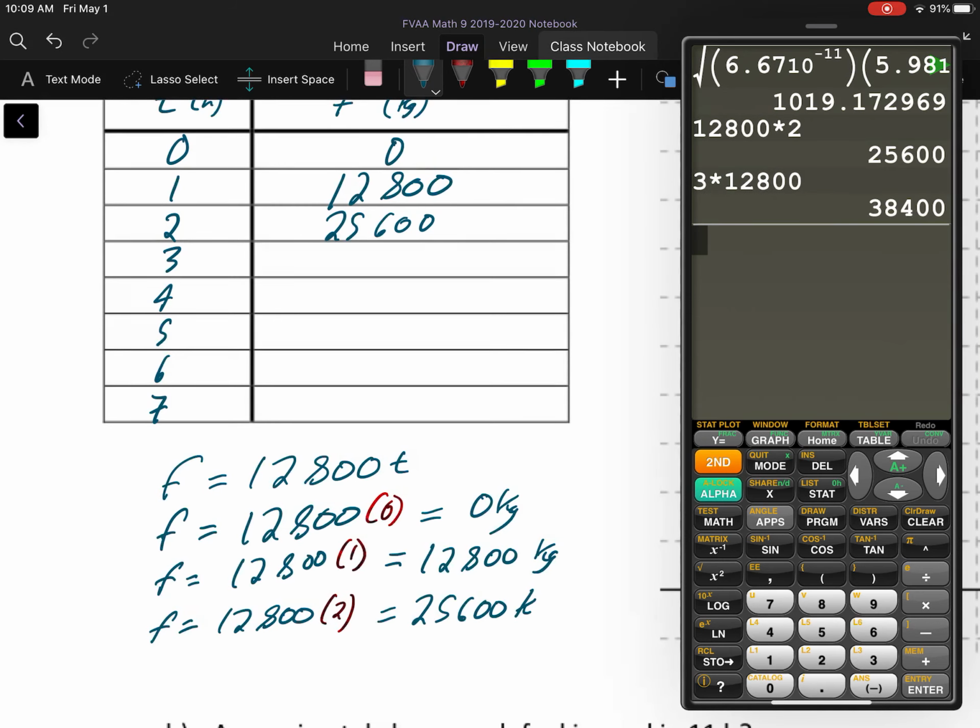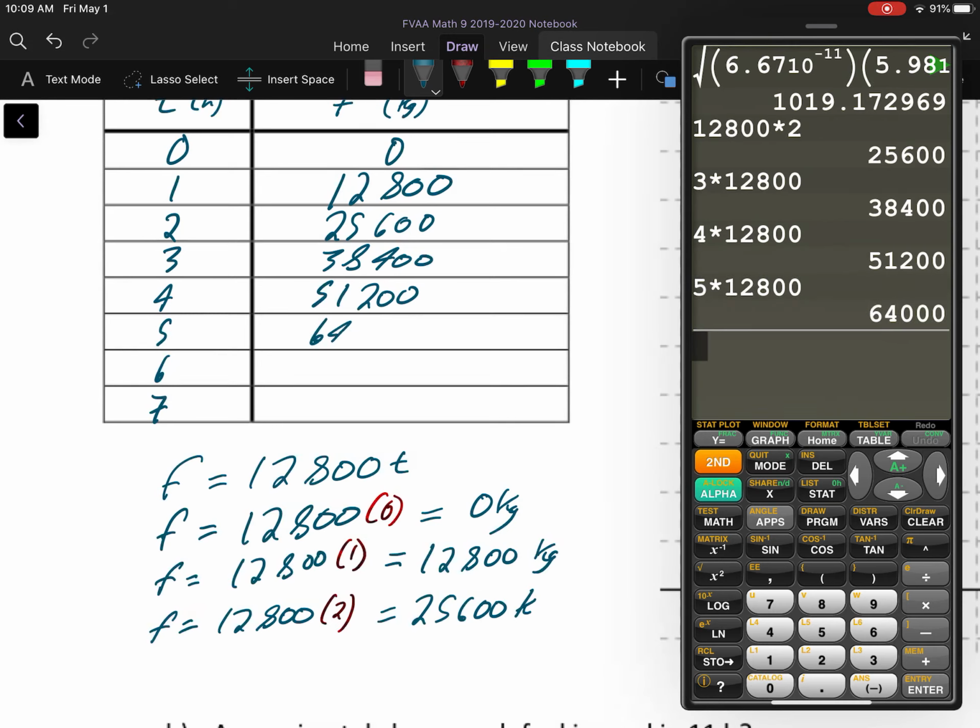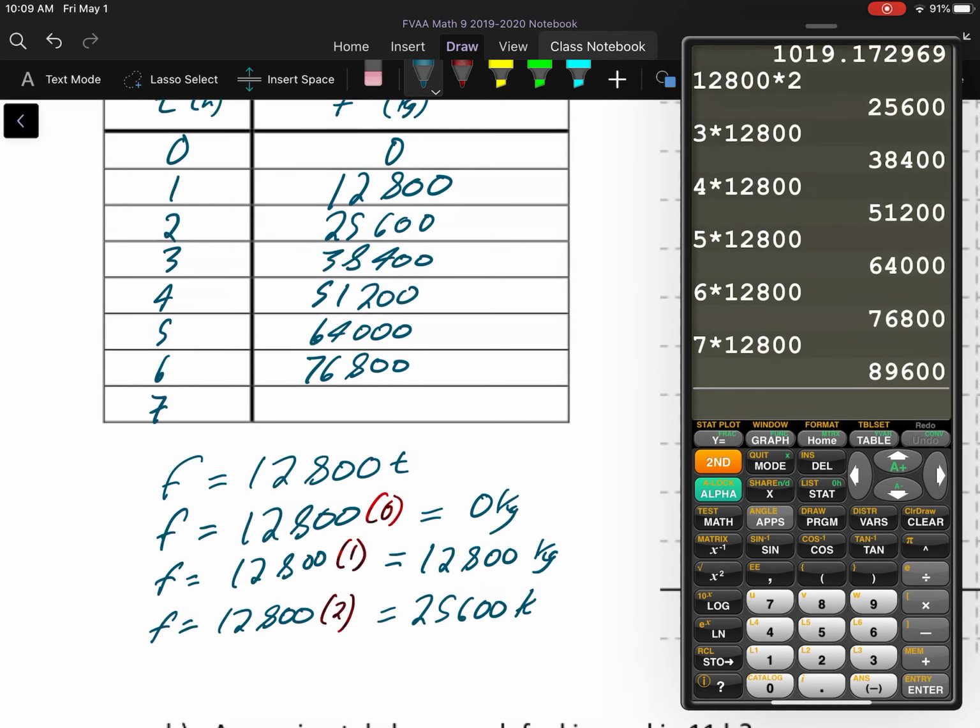3 times 12,800 would give me 38,400. 4 times 12,800 is 51,200. 5 times 12,800 would give me 64,000. 6 times 12,800 would give me 76,800. And 7 times 12,800 would give me 89,600.